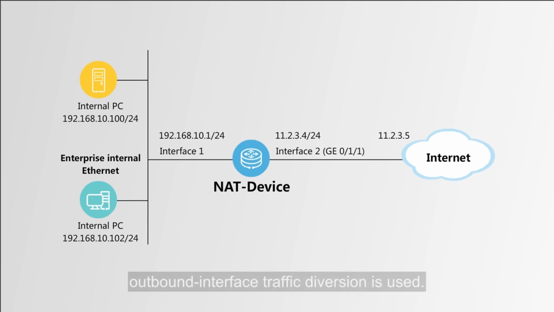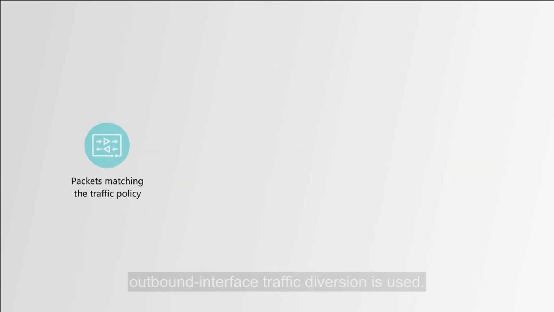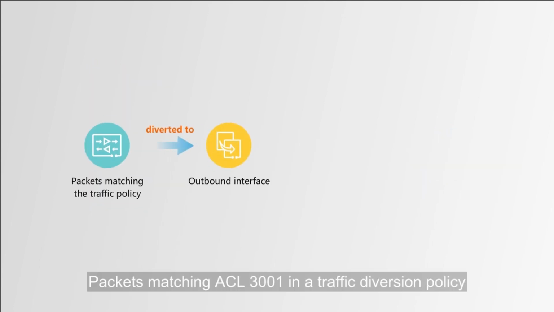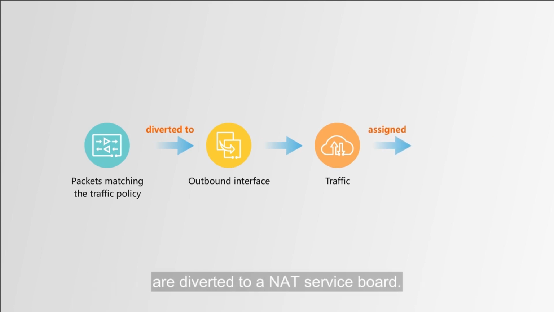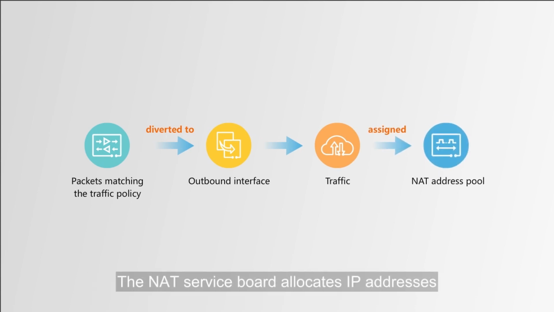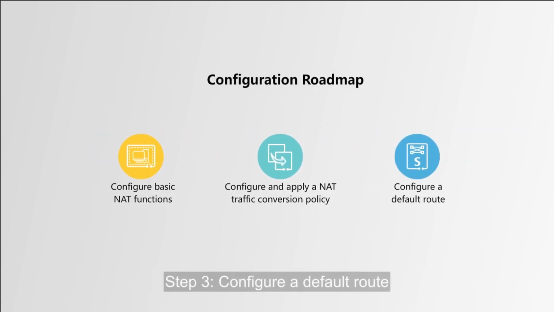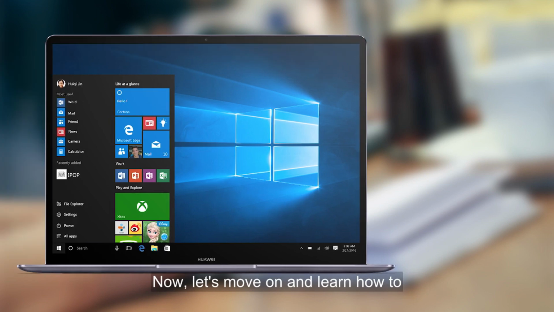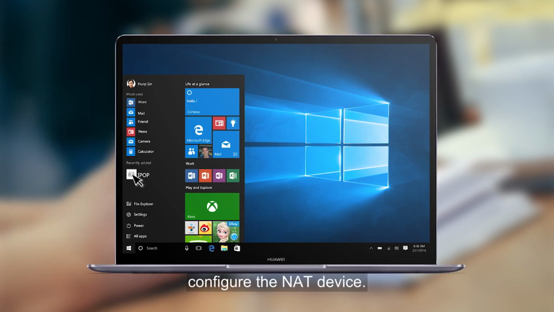In this example, outbound interface traffic diversion is used. Packets matching ACL 3001 in a traffic diversion policy are diverted to a NAT service board. The NAT service board allocates IP addresses in the NAT address pool named Group 1 to the packets. Apply the ACL-based traffic classification policy to the outbound interface GE 0/1/1. Step 3. Configure a default route and set its next hop IP address to 11.2.3.5. Now let's move on and learn how to configure the NAT device.